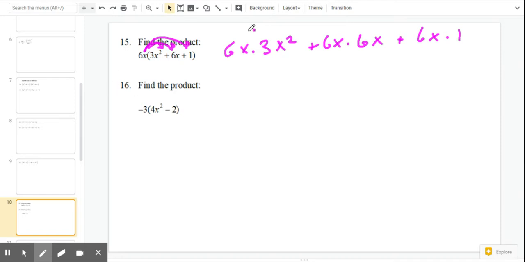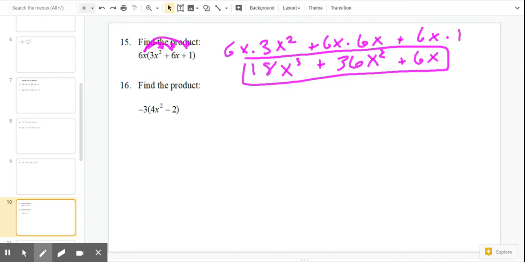And then we multiply. So 6 times 3 is 18. X times x squared is x cubed. 6 times 6 is 36. X times x is x squared. 6x times 1 is just 6x. And that's it.